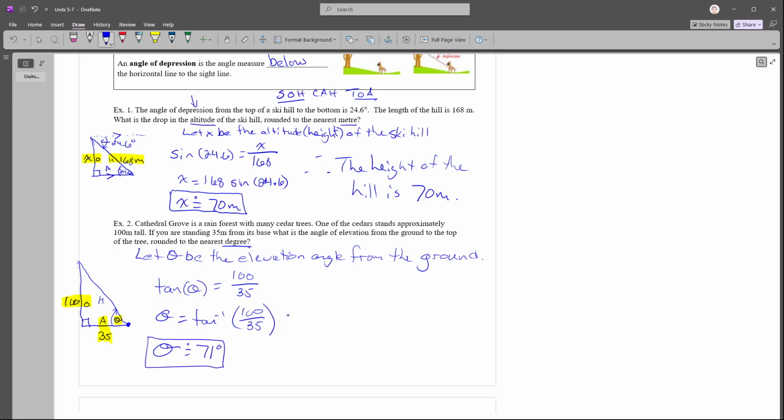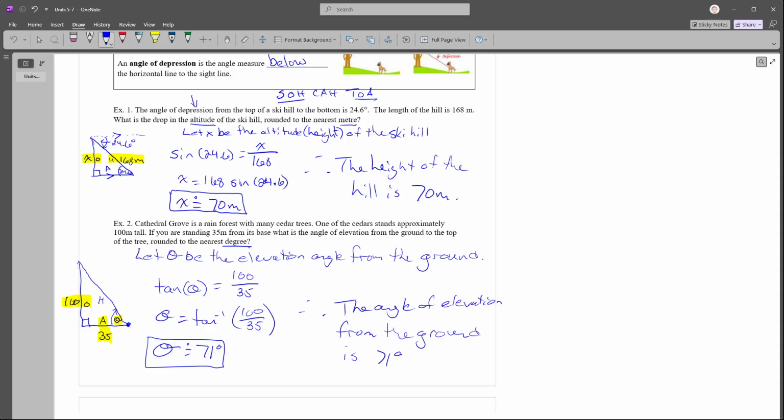That's quite the angle of elevation, really looking up. But I guess you're not too far away from the base of a 100-meter tall tree. That's a really big tree. So therefore, the angle of elevation from the ground is 71 degrees. Okay, so again, you saw that the solution to this problem was largely the same.